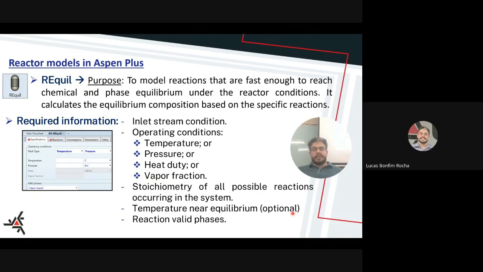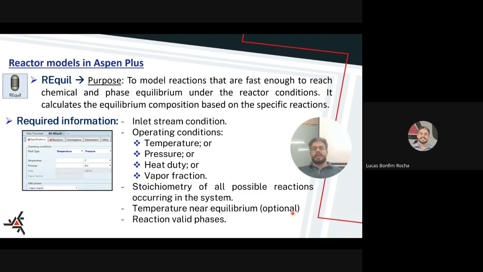The first one is the REquil. It calculates the equilibrium constant for each one of the reactions, and after that it can estimate the variation of Gibbs energy. This model handles reactions that are fast enough to reach chemical and phase equilibrium under the reactor conditions. So the kinetics is not important because the reaction is pretty fast. And it calculates the equilibrium composition based on the specified reactions.